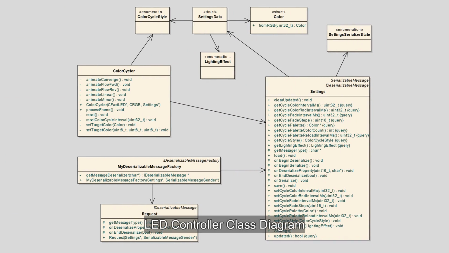In the light controller class diagram, settings sends and receives lighting effect values to and from the web server. It mirrors the class of the same name in the web server. The deserializable message factory has the responsibility for instantiating the correct incoming message over the serial connection. Request receives high-level commands from the web server over serial. Color Cycler animates the LEDs according to the values in the settings class.